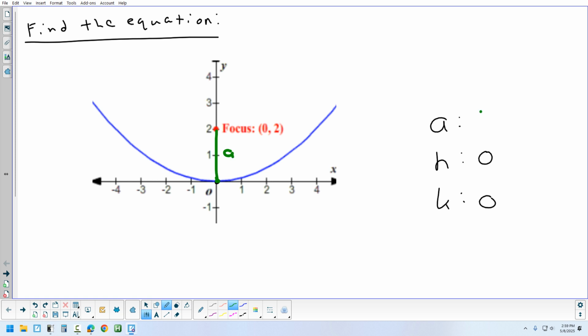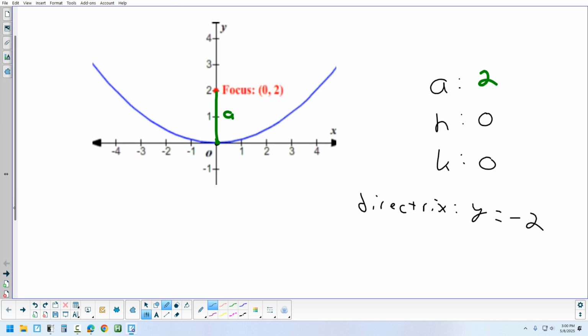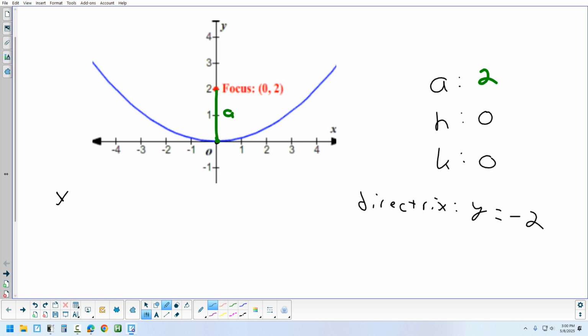So a is 2. Now, let's say they ask you for the directrix in this one. What would be the equation of your directrix? Y equals -2. So if the focus is 2 units up, the directrix is 2 units down, and it's horizontal. Yep. Okay, so now what we want to do is come up with the equation. There's 4 different equations for parabolas. So you've got, let's just kind of summarize them.